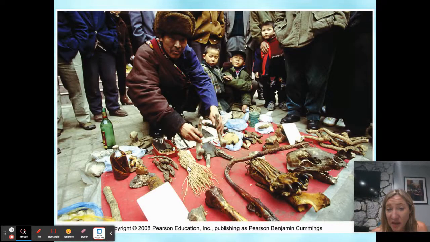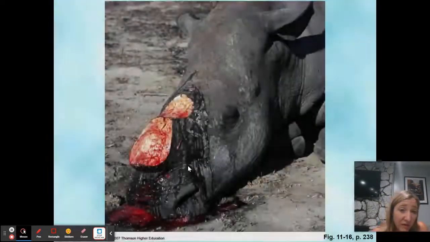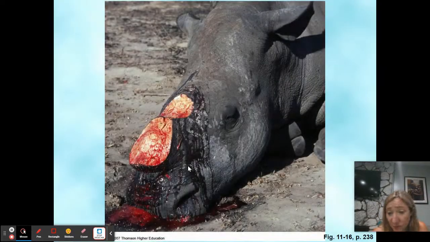Certain parts of the animal, like skulls or horns, are also desirable, and that is sometimes why they're hunted. So hunting and poaching, right? It could be because of the animal itself or a specific part of the animal that they're looking for, like rhinoceros horns. I think they're called horns. They're literally just killed for those. It's not like they're using the meat or the skin, they're just hunting for those. Not good.